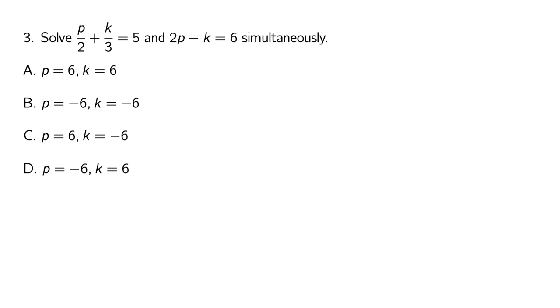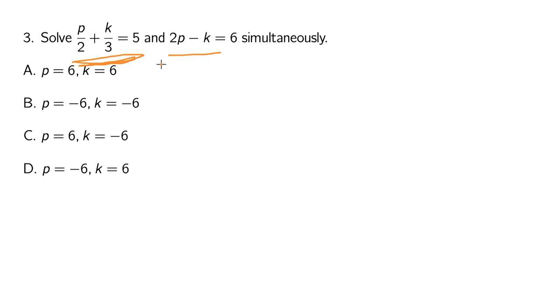Solve p over 2 plus k over 3 equals 5 and 2p minus k equals 6 simultaneously. All right, so we have two equations in two unknowns. The unknowns are p and k, and we have to solve them simultaneously. Looking at this first equation, we have a bunch of fractions we may want to get rid of. So how do we get rid of the fractions? We can multiply through by the LCM of the fractions. So the LCM of 2 and 3. Now the LCM of 2 and 3 is 6. So we can multiply through this by 6 and see what we get.